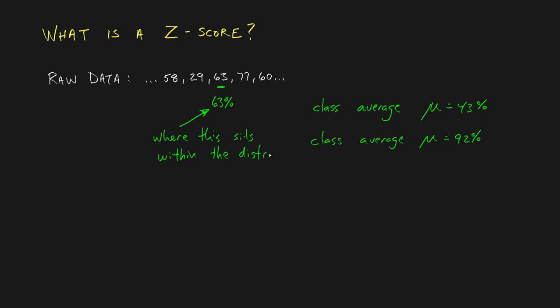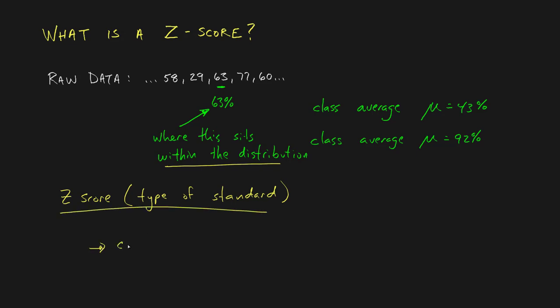And that's what a z-score does. So a z-score, which is a type of standard score, and by that I mean it accomplishes that job of telling us where we sit within the distribution. So a z-score does this. It conveys the exact location of your raw score within the distribution.